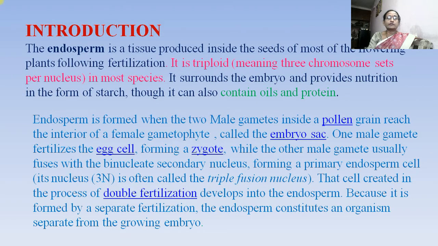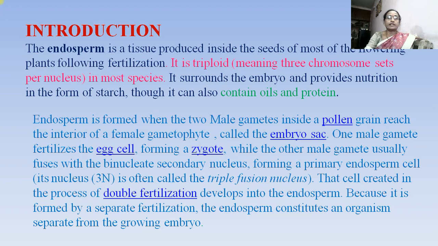Introduction. The endosperm is a tissue produced inside the seeds of most of the flowering plants following fertilization. It is triploid, meaning three chromosome sets per nucleus in most of the species. It surrounds the embryo and provides nutrition in the form of starch, though it can also contain oil and protein.